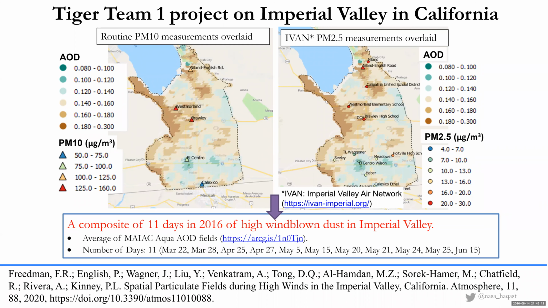We also participate in a Tiger Team 1 project for California Imperial Valley. In this project, many low-cost sensors were implemented in the Imperial Valley area. And we combine them with the satellite data as well as the dispersion model in order to evaluate different sources that can contribute to PM2.5, such as the desert flow of wind, or cross-border transport from Mexico. It can also be local biomass burning or local dust.